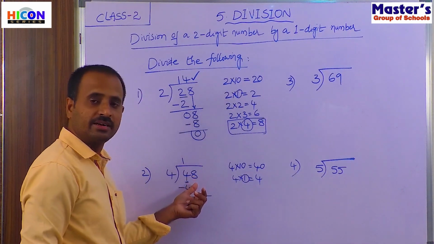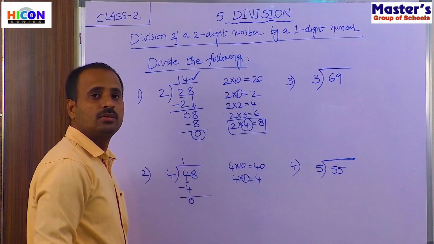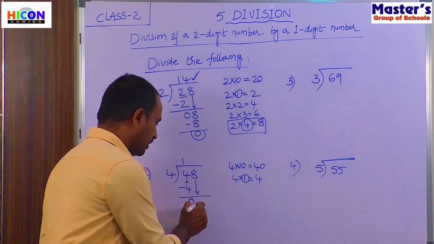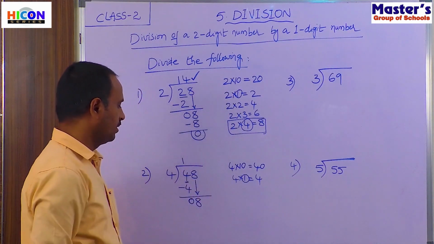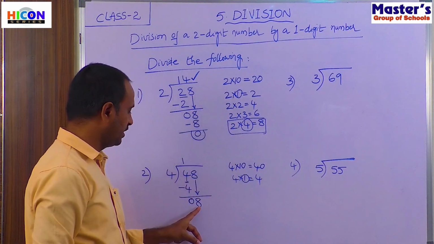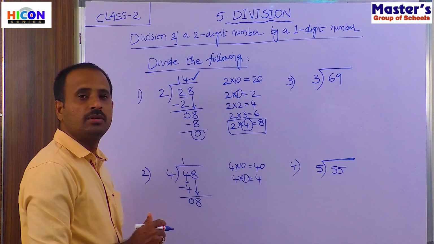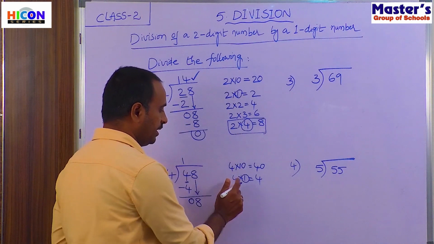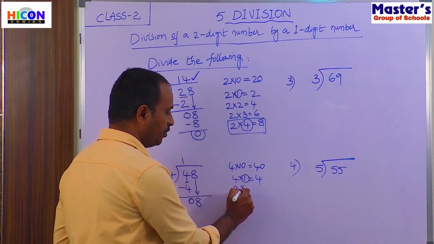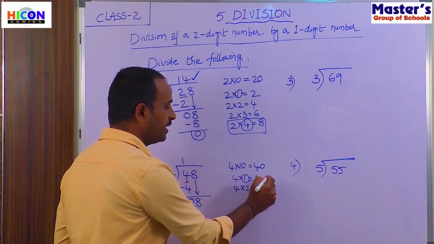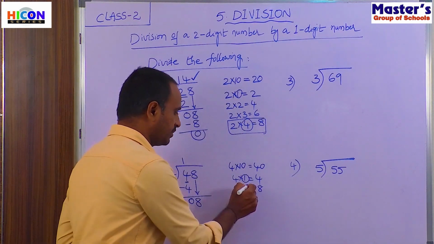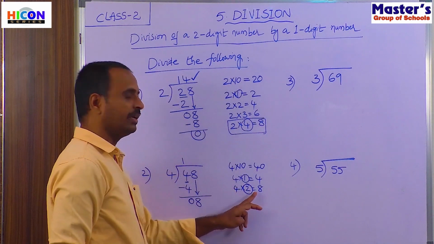And now there is another digit. What is the second digit here? 8. So bring down 8. Now let us find when the number 8 comes in the fourth table. Continue this table. Take 2 times: 4 2s are 8. Yes, we got the number 8. How many times? 2 times. So 2 times 4 is 8.